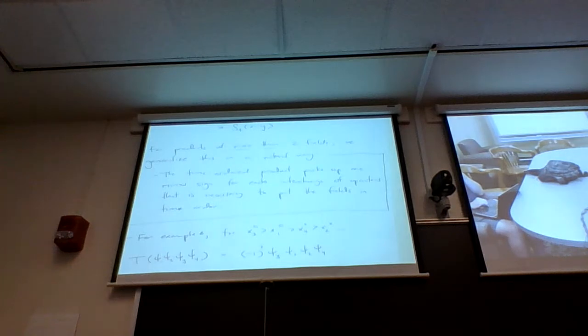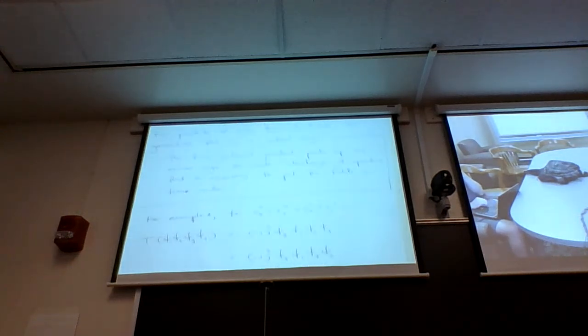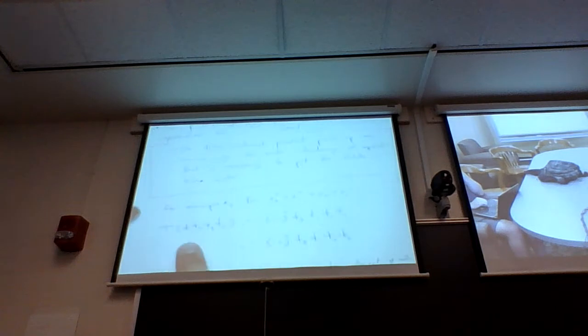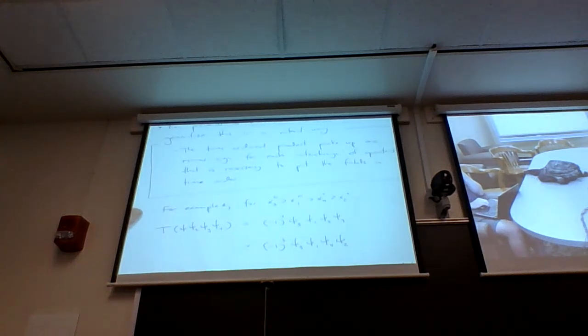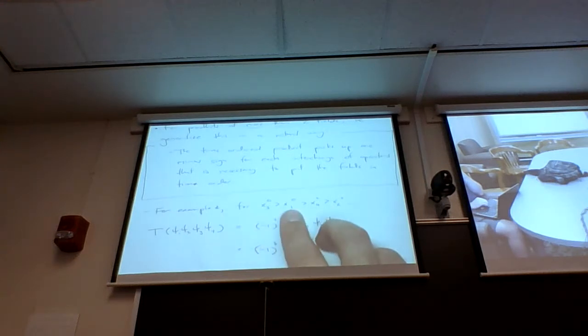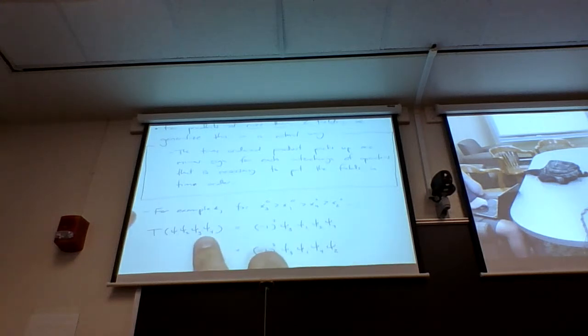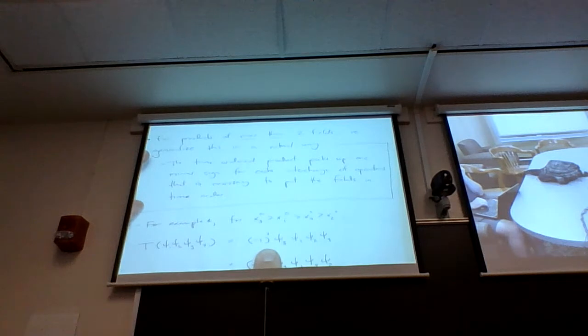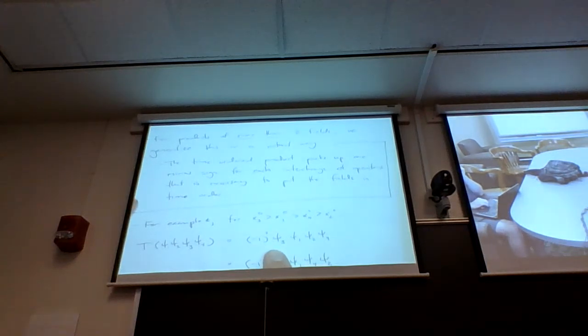So for example, consider this case where I have 4 fields labeled by psi 1 through 4, and I specify this time ordering. So x3 is greater than x1, which is greater than x4, which is greater than x2. So that means I need to move x3 to the front of the line. So I'll move it through psi 2, and I'll move it through psi 1. And my general rule tells me that for each of those, I pick up a minus sign. So I get minus 1 squared. And all I've done is move psi 3 to the front.